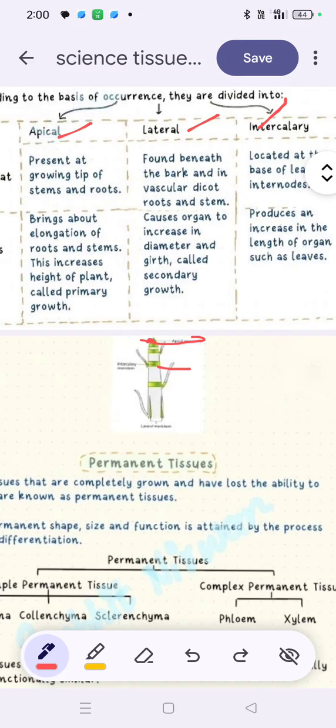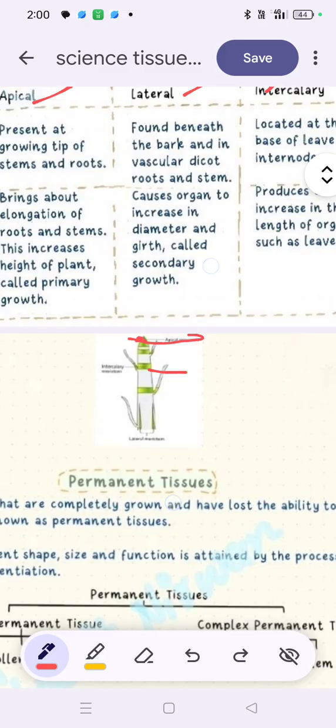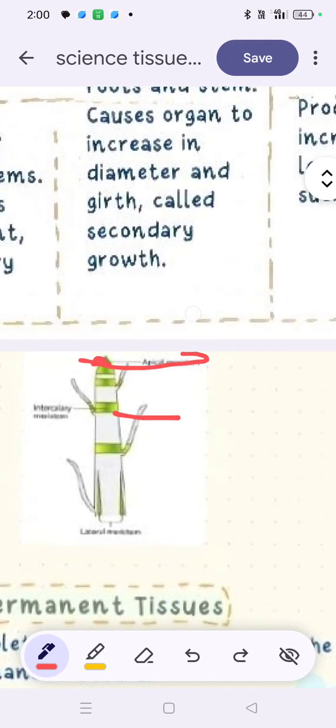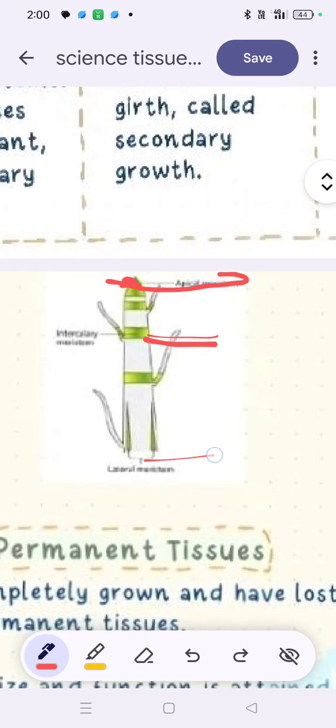So when it is asked what is the basis on which meristematic tissue was divided, the answer will be region. But when it is asked what is primary growth and what is secondary growth, and which meristematic tissue is responsible for each, then apical will be primary growth and lateral will be secondary growth. So this is intercalary and this is lateral meristematic.